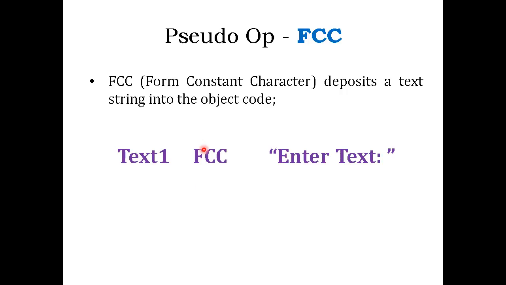There are several others. For example, I'm sure that you will use this one in lab 1, FCC. We already talked about this one day in class: form constant character. This deposits a text string into the object code. Anytime you have a string of characters, like this one, 'enter text', you have seen it in lab 1 and maybe in some other labs. This is like a pointer to text. Remember in C++, you can use a pointer to a string? It's something similar to that.